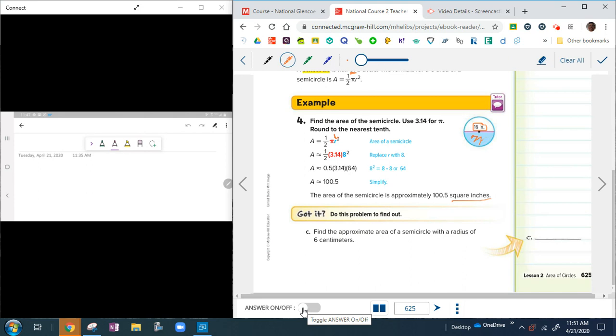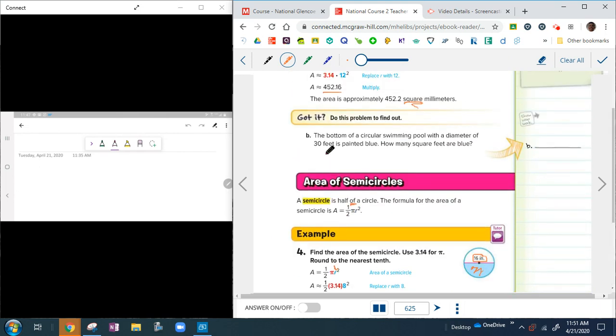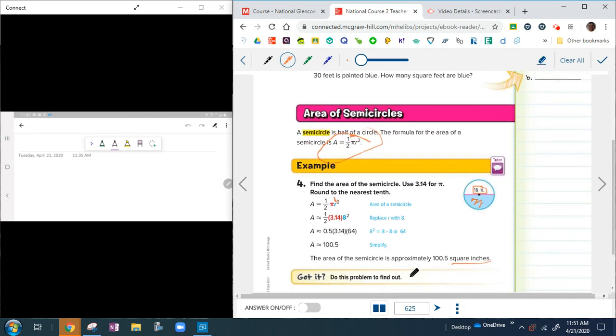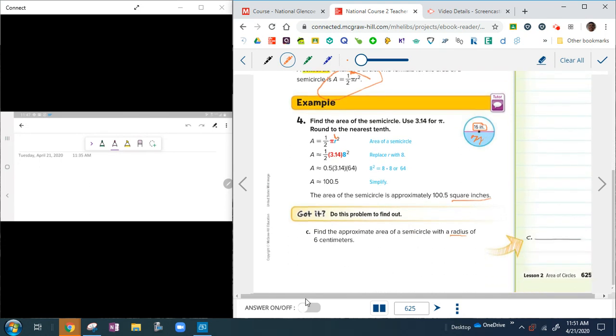You got this one to try. Pause, try it, see how you do. They give you the radius, so that's a little bit easier in this case. But make sure you use this formula given up here of area equals 1/2 pi r squared. Good luck. Here's the answer.